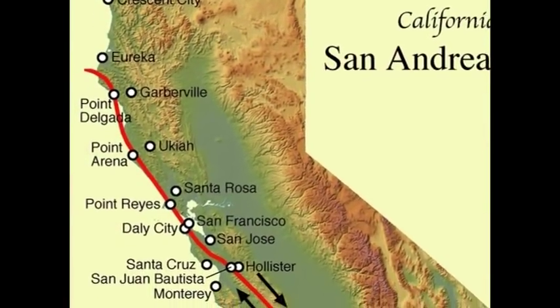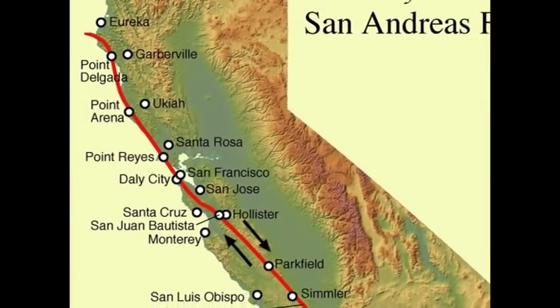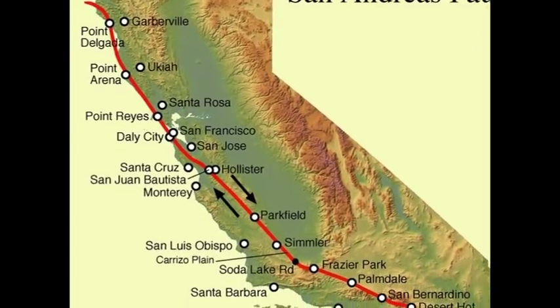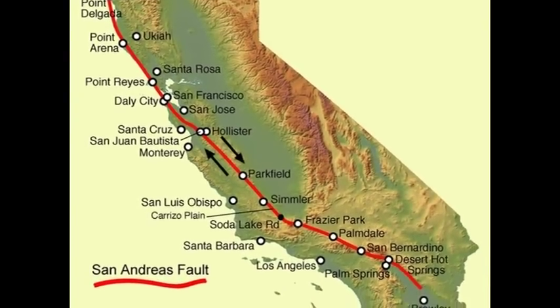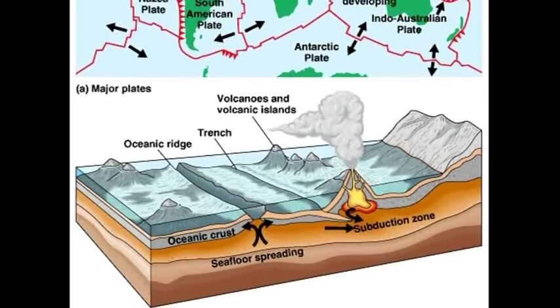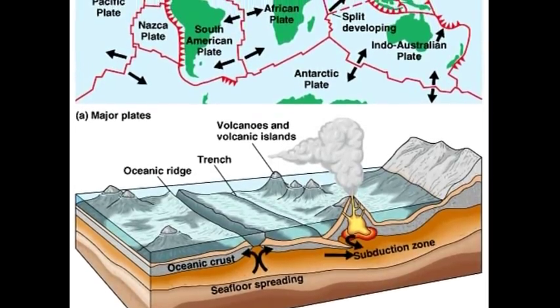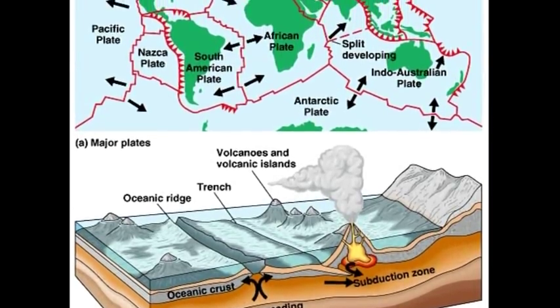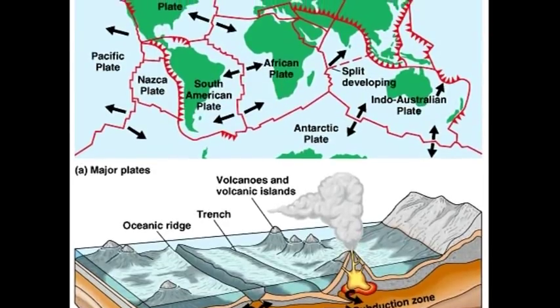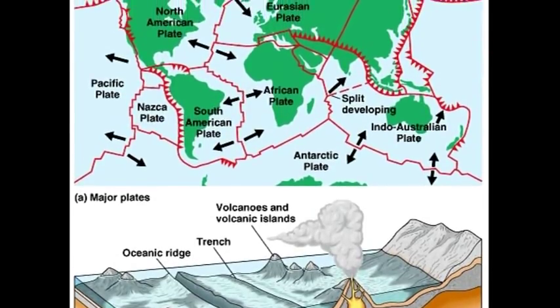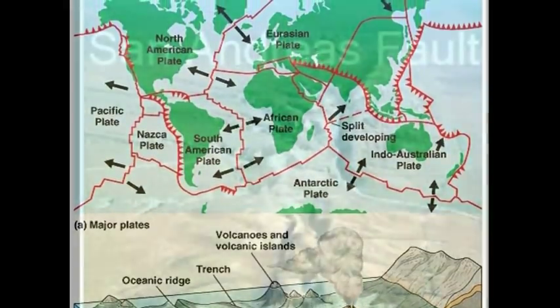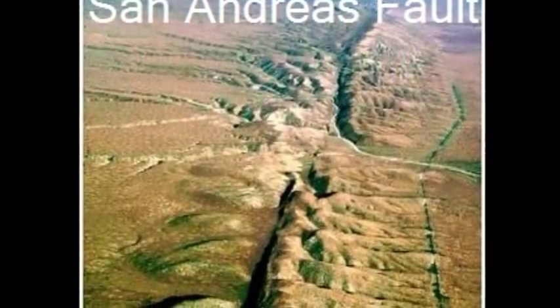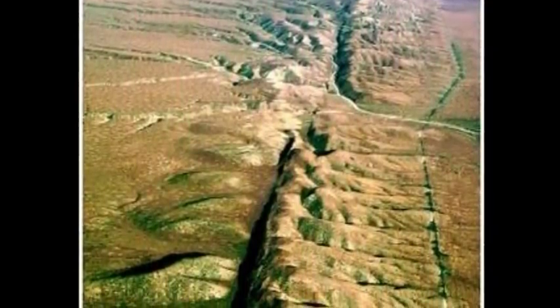Here in California, two plates, the Pacific and North American plates, meet along the San Andreas Fault. These plates pushing against or pulling apart away from other plates has changed the look of the Earth and created lots of different kinds of rock. The San Andreas Fault has been the source of many earthquakes.